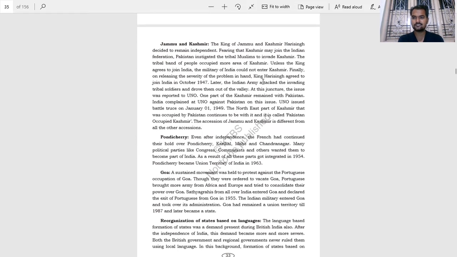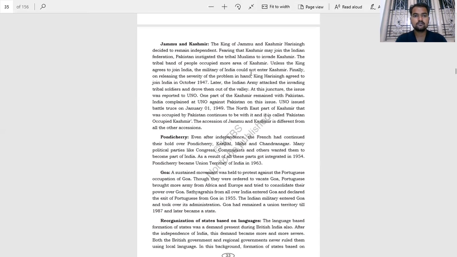But Muhammad Ali Jinnah's newly formed Pakistan wanted to take Jammu and Kashmir into their nation because the majority of the people in Jammu and Kashmir were Muslims. So what they did, Pakistan sent tribal Muslims to invade Kashmir. Here, they did not use their army. They sent the tribal Muslims, and they entered Jammu and Kashmir and started to loot. They started to create brutality in Jammu and Kashmir.